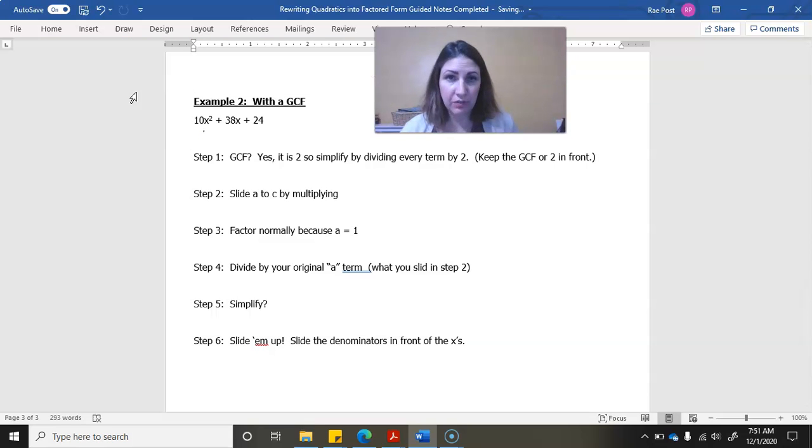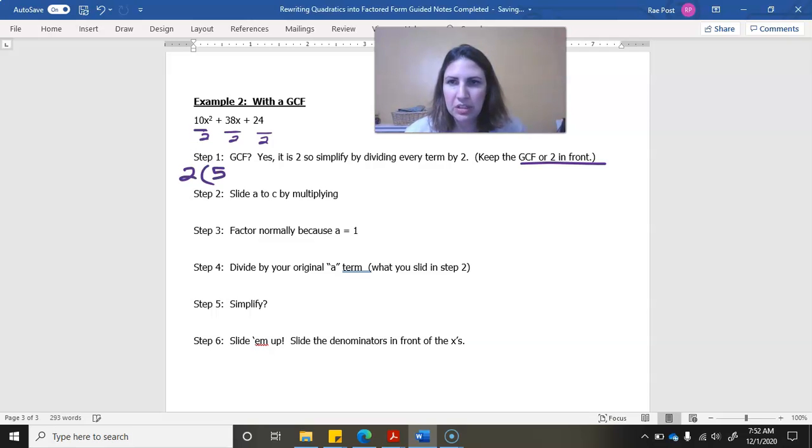So step 1 says check for GCF. In this case, these are all divisible by 2, right? The only factor, and you just look at the smallest number, which is 10. The only factors of 10 are 1 and 10, and 2 and 5, and the other numbers you can't divide by 5 or 10 evenly. So, all right, it says keep the GCF or 2 out in front. So it's just going to kind of hang out here.